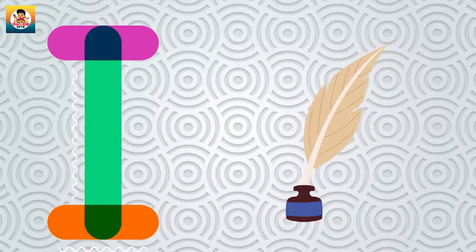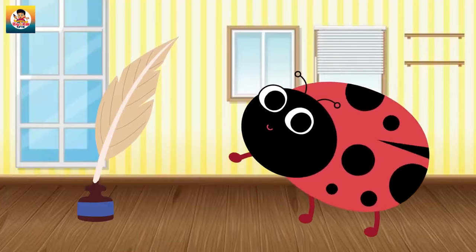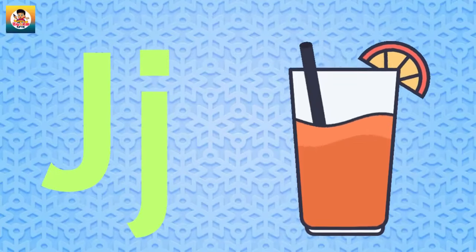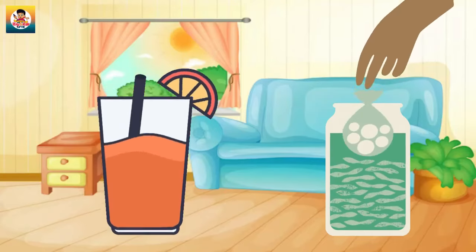I for ink and I for insect. E, E, E. J for juice, J for jar. J, J, J.